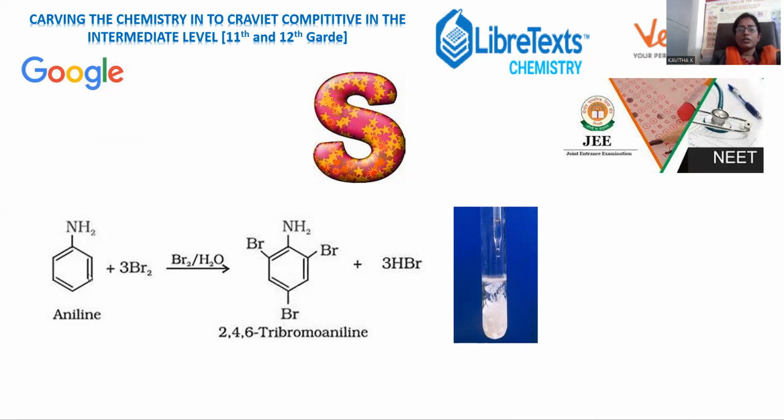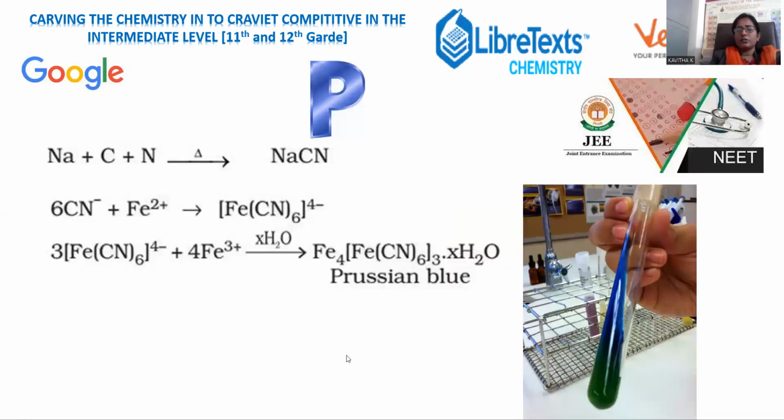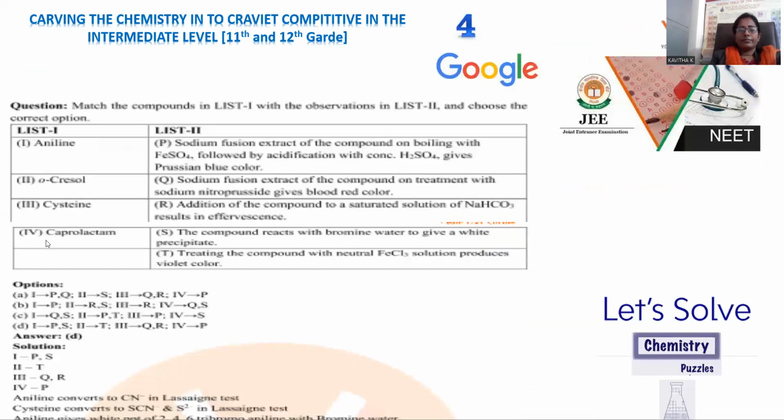What are the ortho-para positions? 2 and 6 are ortho, 4 is the para, entirely occupied with bromine, so that tribromoaniline will be generated. Tribromoaniline is a white colored precipitate. So for aniline, P is the correct answer. S is also a correct answer.